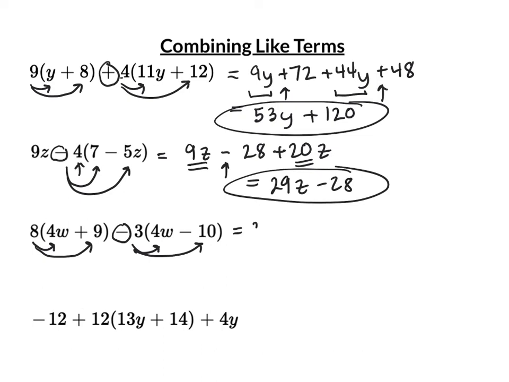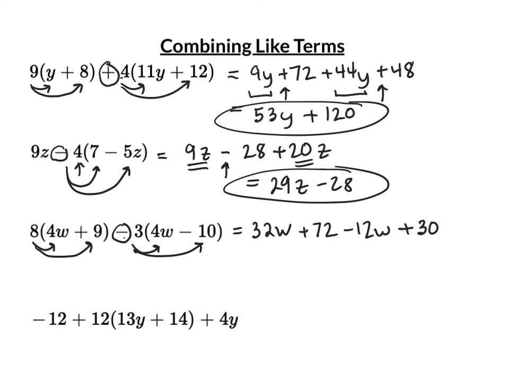8 times 4w is 32w. 8 times 9 is 72. Negative 3 times 4w is negative 12w. So I write minus 12w. Negative 3 times negative 10, two negatives make a positive. One of the most common errors, again, is watching those signs, a negative times a negative makes a positive. And I get positive 30.